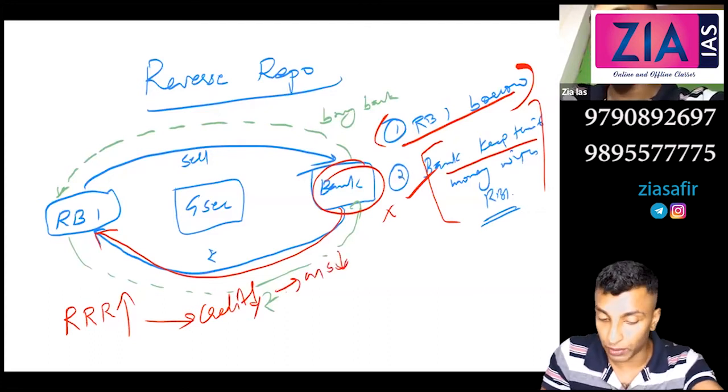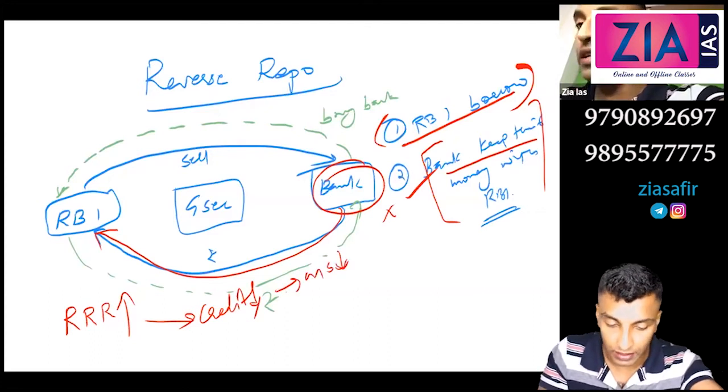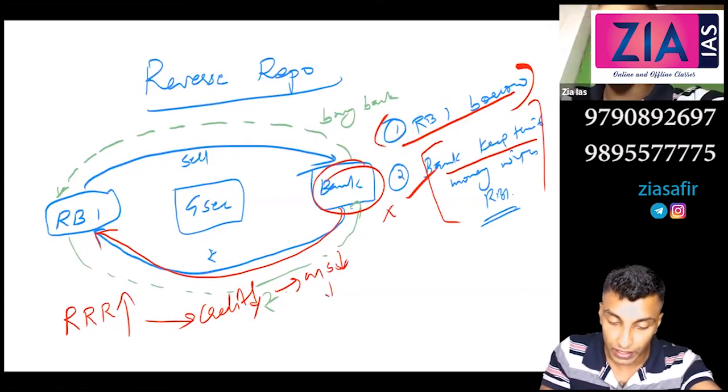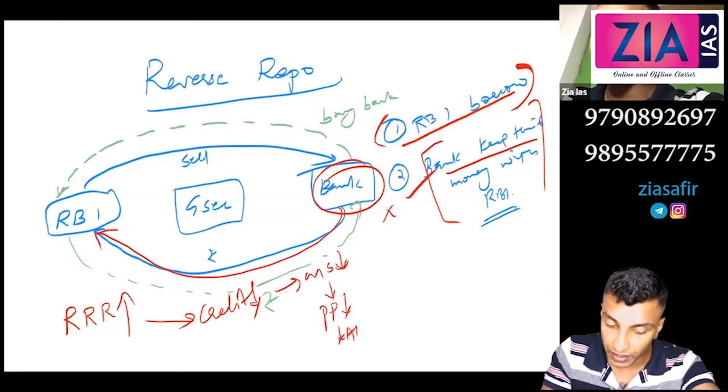Okay, so money supply will reduce. Then whatever we have discussed in case of the other one, the repo, everything will be the same. So here money supply decreases, purchasing power decreases, aggregate demand decreases, price will decrease, and growth also will decrease.